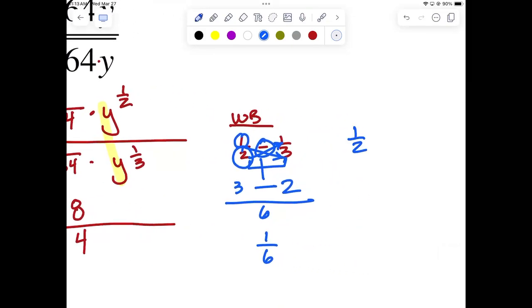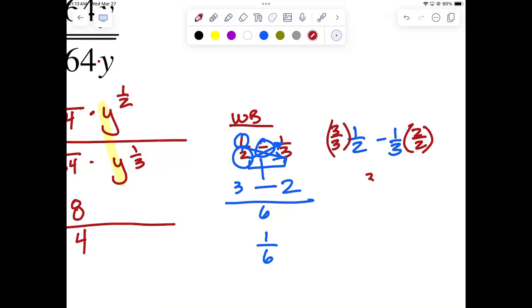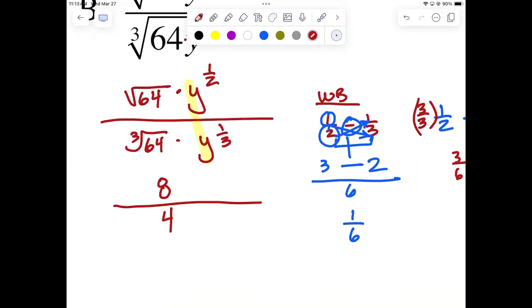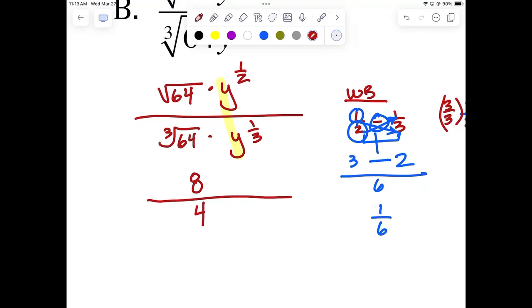The other way to do it, 1/2 minus 1/3, is just to say that the GCD is 6. So you multiply this one by 2 over 2, and this one by 3 over 3, and you get 3/6 minus 2/6, and you get 1/6. It doesn't really matter how you do it, but that little crisscross applesauce is a quick way to do it. Top left times bottom right, middle sign, and then bottom left times top right, all over the product of the two. So we get 1/6. Now, that means it's going to be y to the 1/6.